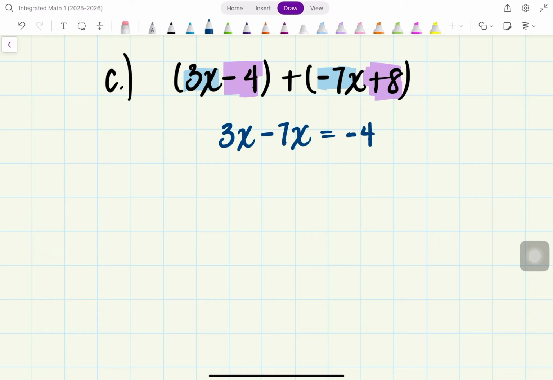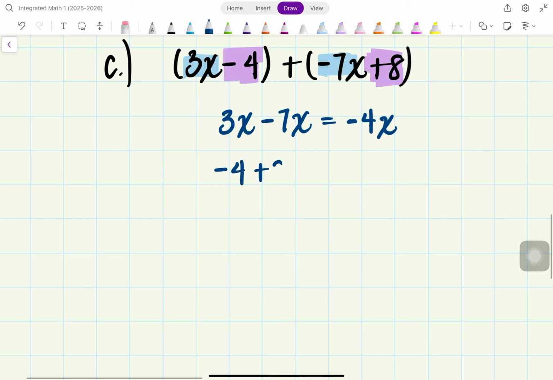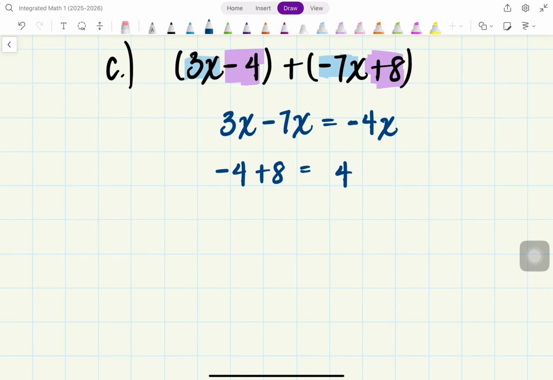So my answer is going to be negative 4x. Then I have negative 4 plus 8. Opposite sign subtract. Negative 4 plus 8 is going to give me 4. And it's actually going to be a positive 4 because 8 is a bigger number. So our final answer here should be negative 4x plus 4.